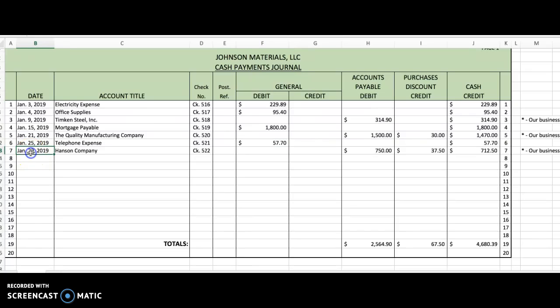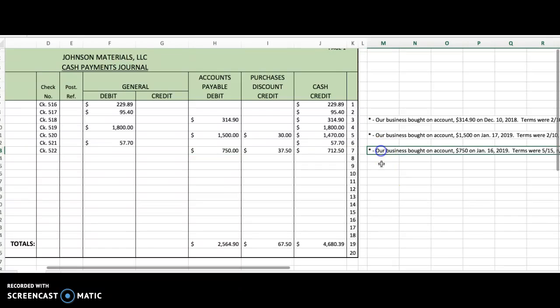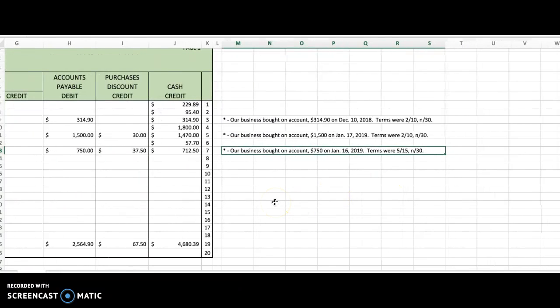And finally, the last one, January 29th, the Hansen Company, we paid by check, and we debit accounts payable because we owe them $750, and that is now going to be reduced because we're paying that amount. But we did have some terms. This time, the terms were a bit different. We purchased this on account for $750 on January 16th, again in the purchases journal, and the terms were 5/15, n/30. The 5/15 means 5% discount if you pay within 15 days. So we have a better arrangement here with this company.